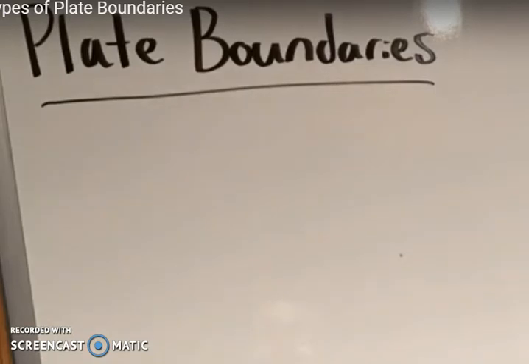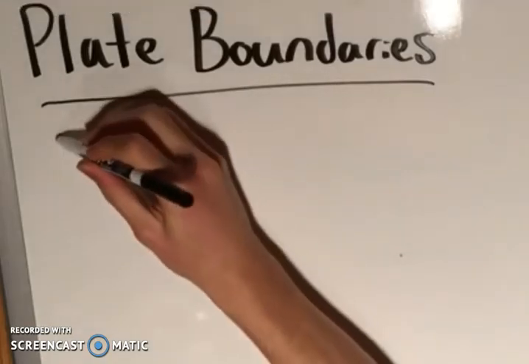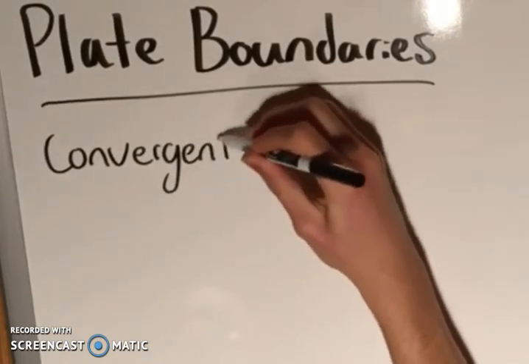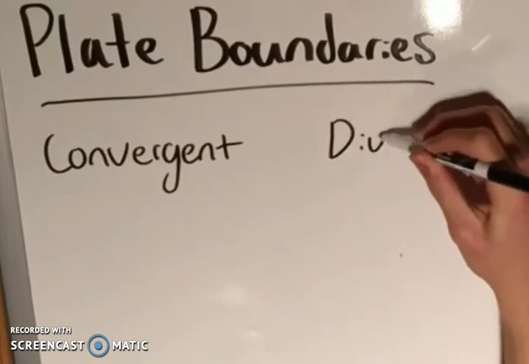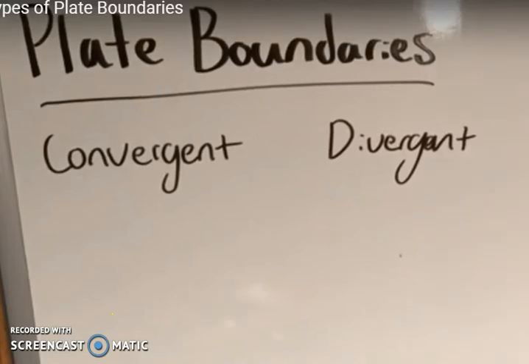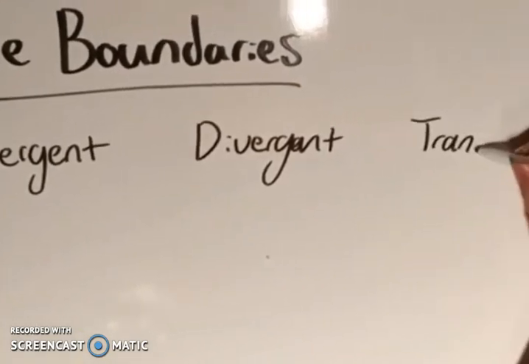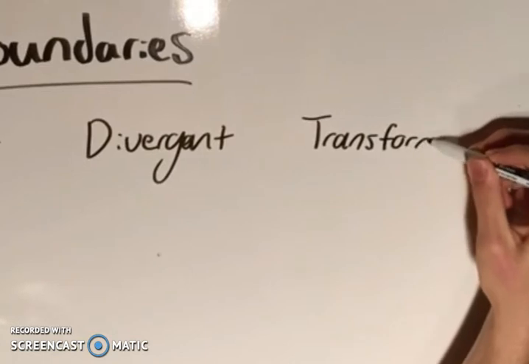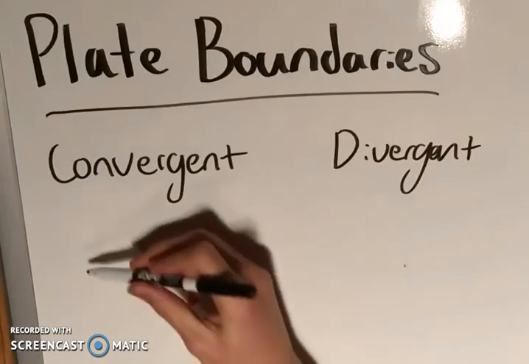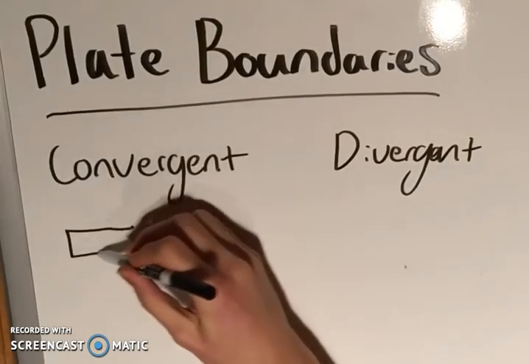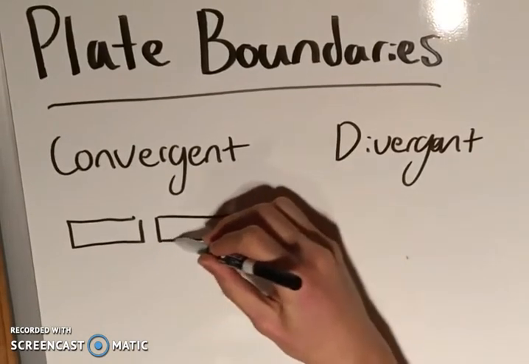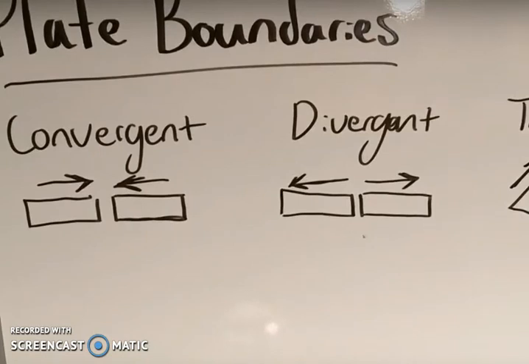There are 3 basic types of plate boundaries, right? We have our convergent, our divergent, and lastly, our transform. Now, in terms of plate movement, the names really do speak for themselves. In convergent, in all cases, we will have 2 plates, right, represented by these 2 rectangles. So those are the basic plate movements.